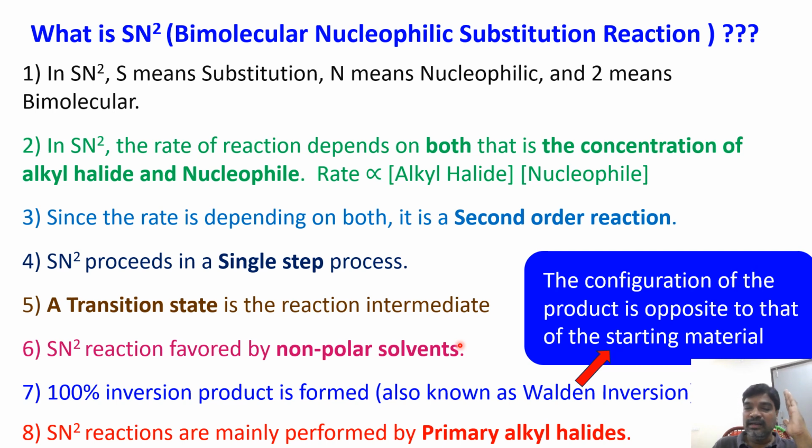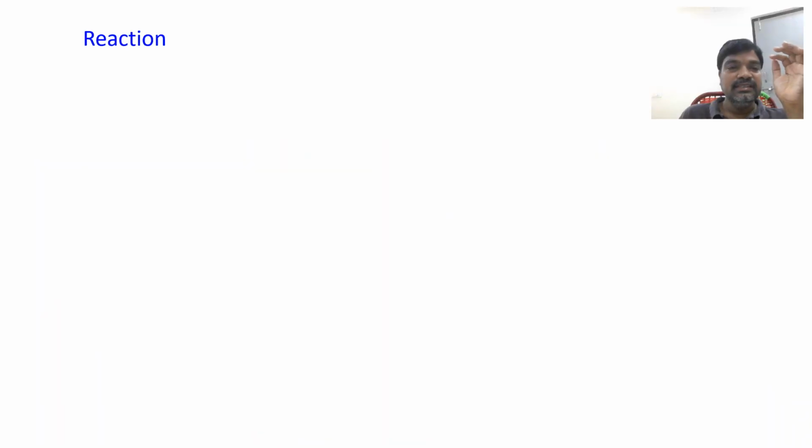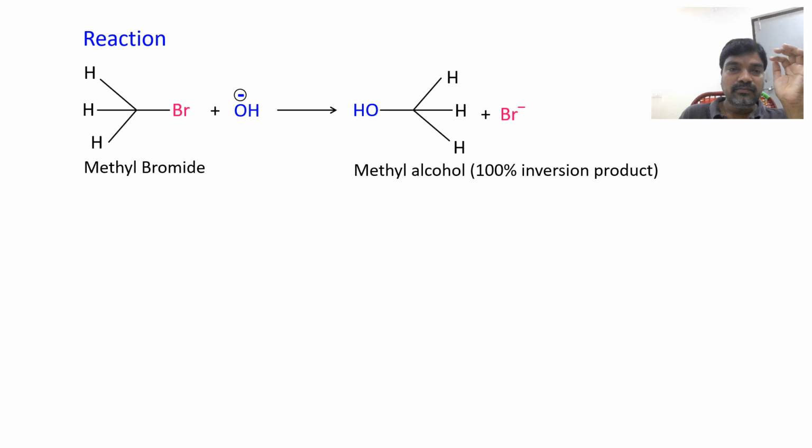Then what kind of alkyl halides participate in SN2 reaction? Primary alkyl halides participate in SN2 reaction mechanism. This is about the SN2 reaction. We'll see an example of SN2 reaction mechanism. As we discussed earlier, the primary alkyl halides participate in SN2 reaction mechanism. This methyl bromide is an example of a primary alkyl halide.